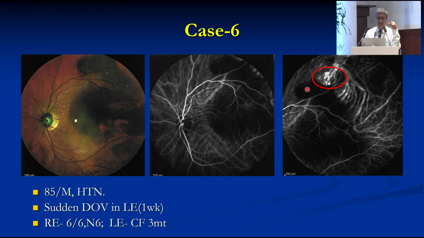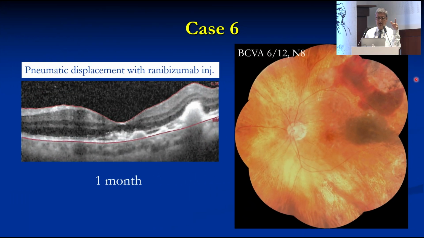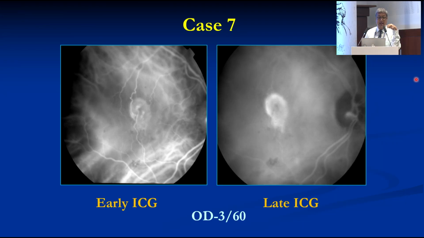The most interesting thing is the peripheral PCV. You can see the peripheral polyp in the supratemporal quadrant of the same patient, and we can treat this with laser and pneumatic displacement with injection. Next is a case of RAP lesion.